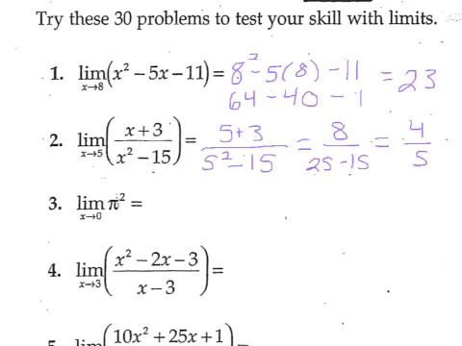For number 3, we have the limit as x approaches 0 of pi squared. Since pi squared is just a constant, then this equals pi squared.